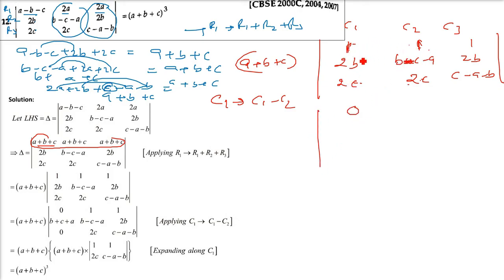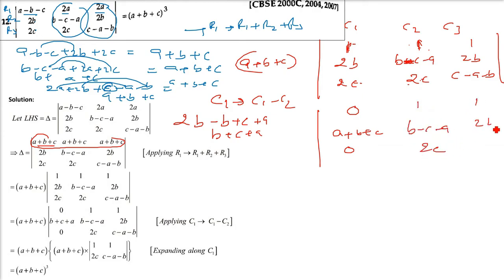I'll just show you. So column 1 is 0, 1 minus 1 is 0. Now 2B minus B plus C plus A. So B plus C plus A plus B plus C it is. 2C minus 2C is 0. And now you have to do C2 minus C3. 1B minus C minus A and 1, 2B and C minus A.